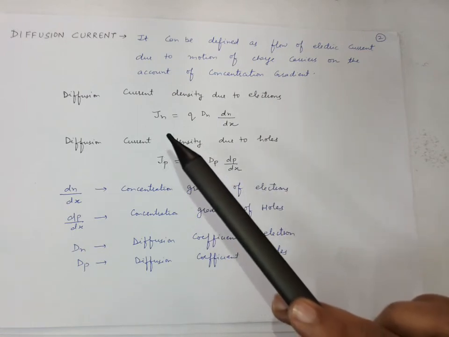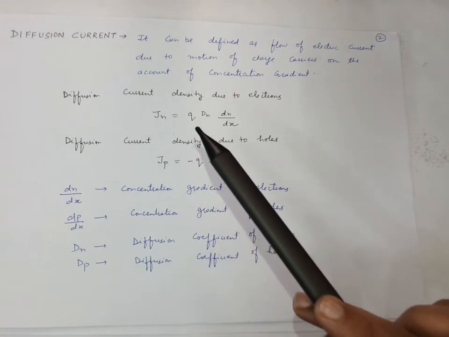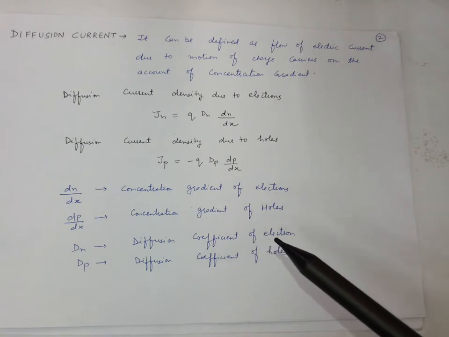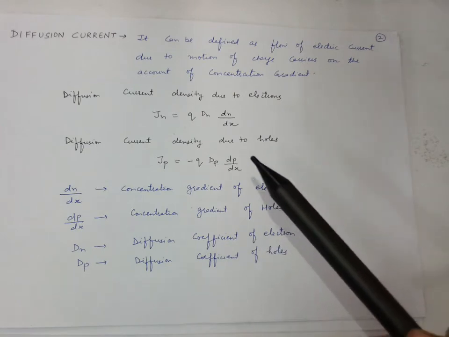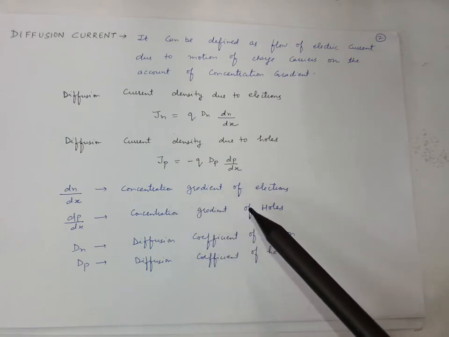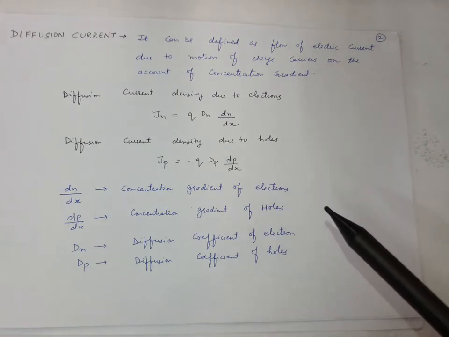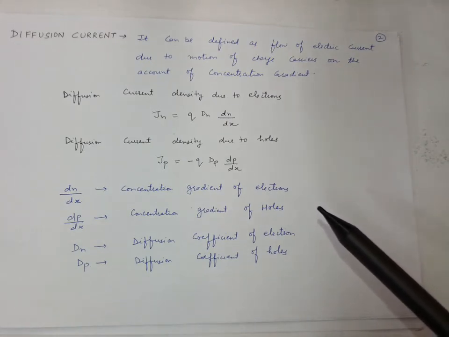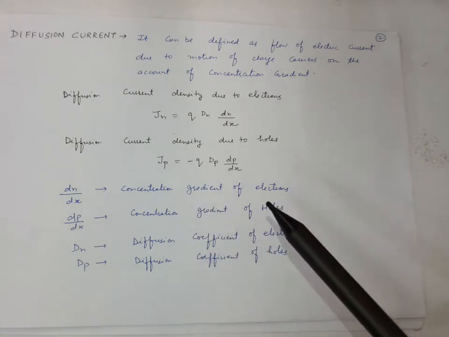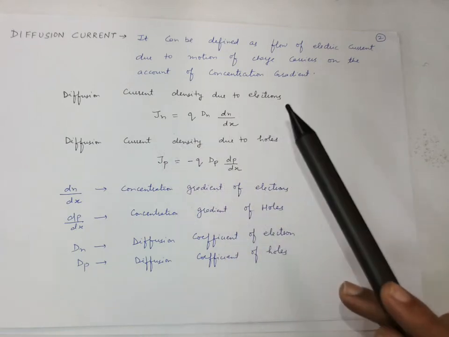Now what is this Jn? Jn is the diffusion current density. q is the charge of the electron. Dn is the diffusion coefficient of electrons, and dn/dx is the concentration gradient of electrons. As I have told you, the major reason behind the diffusion current is the concentration gradient. So there should be a concentration gradient of electrons, which results in the diffusion current density due to electrons.